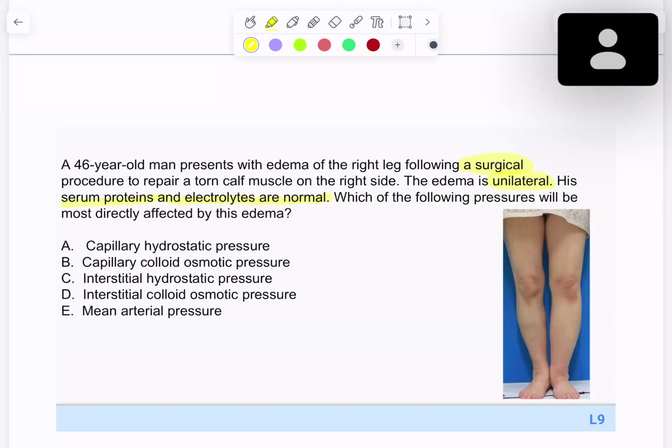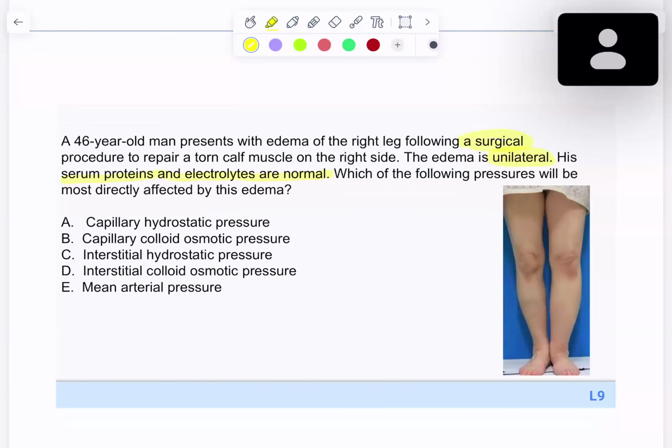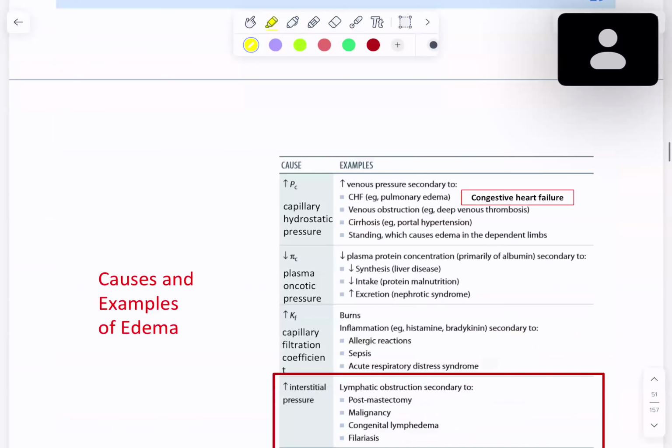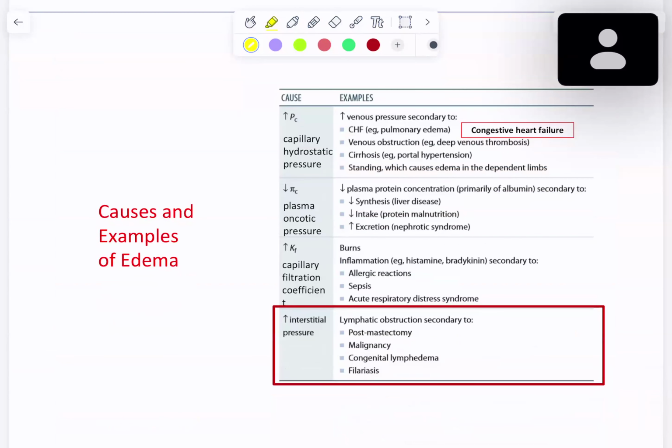The edema being unilateral versus bilateral should always give you a very strong differential diagnosis. Whenever someone tells you that they have edema, you should be concerned about which side the edema is on. C. Indeed, C is the correct answer. So why is C the correct answer? Let's look at this slide here. This slide tells you the examples of edema and what changes will happen in the body.